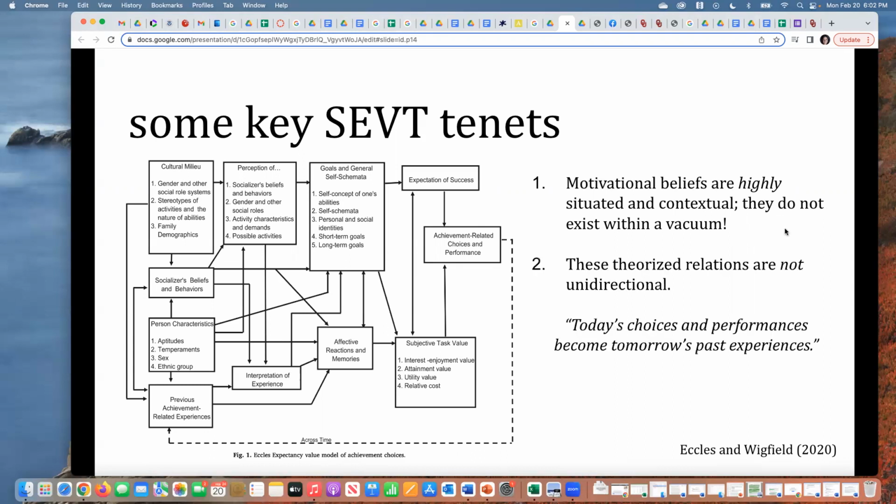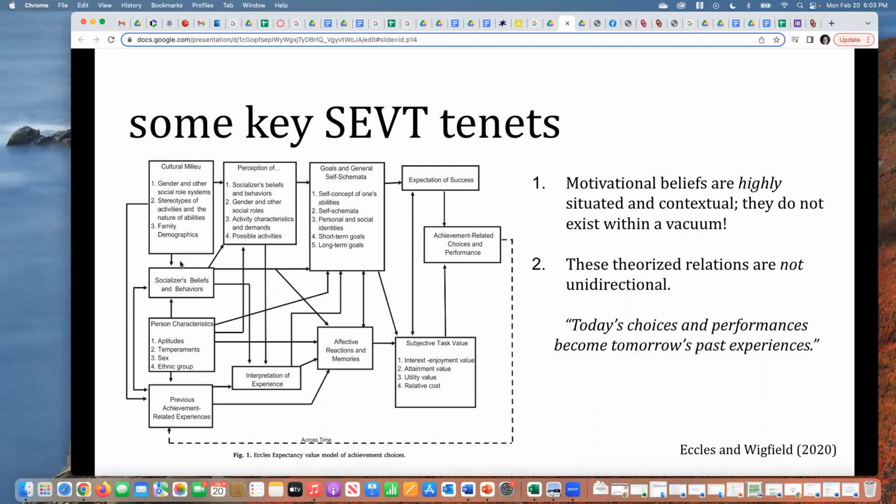Second, another important tenet and characteristic of this model is that these theorized relations, despite the visual depiction of them, are not unidirectional. What I mean by that is illustrated by a quote by Eccles and Wigfield that I absolutely love: today's choices and performances become tomorrow's past experiences. I don't want to put it in another way, because I think that's such a compelling and eloquent expression of this model.